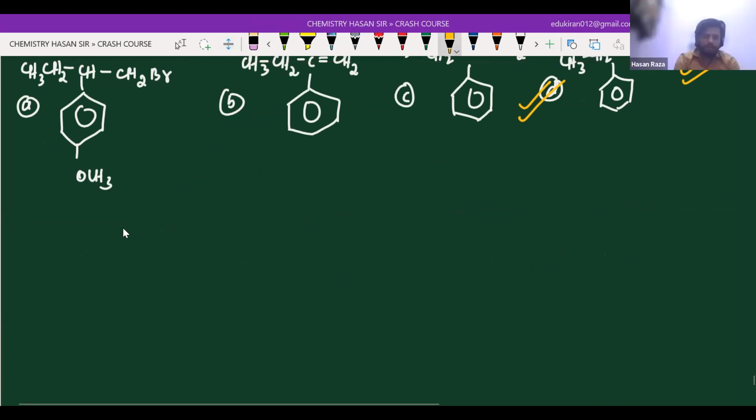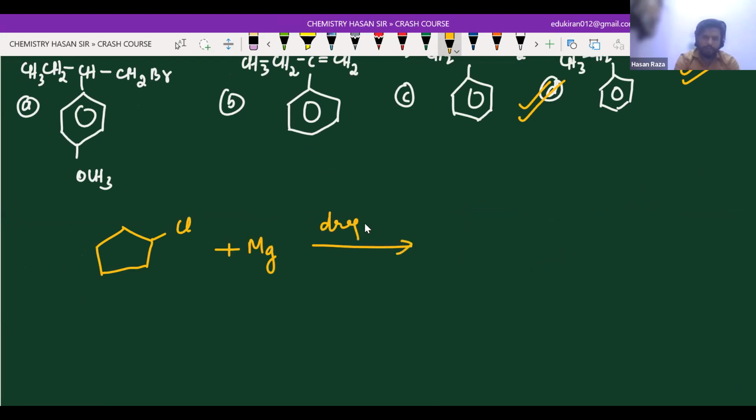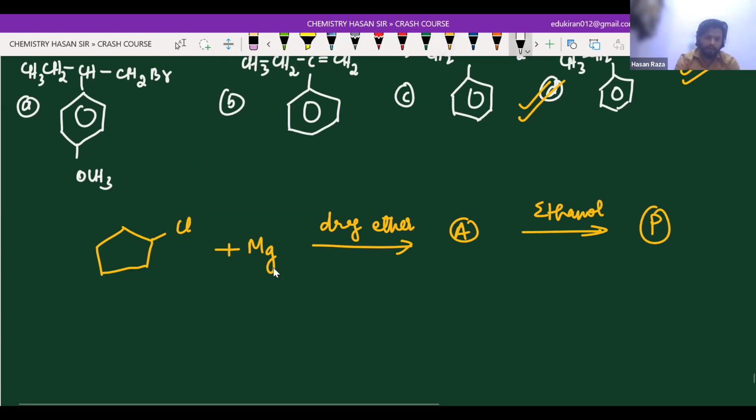The next question I'm going to give you is this. This is your chlorocyclohexane, which is reacting with magnesium in the presence of dry ether, and you are getting A, and then you treat this with ethanol, and you are getting P. Major product you need to tell me.